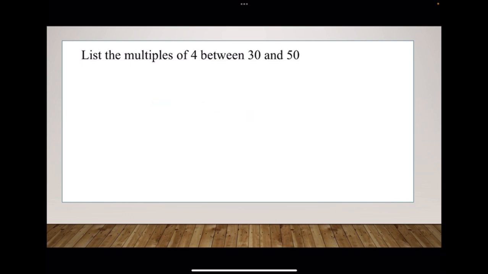So this time we're going to try and list the multiples of 4 between 30 and 50. So again, pause the video, have a go, and then we will talk about it together.